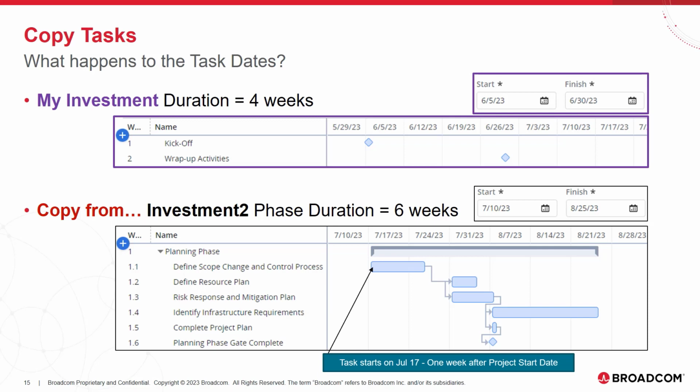My investment has a duration of 4 weeks, from June 5th through June 30th. I want to copy a set of tasks from investment number 2. Looking at this phase, you can see the first task starts 1 week after the project starts, and the second and third tasks start 3 weeks from the start date, and so on. Looking at the entire duration of this phase, you can see it is 6 weeks, which is longer than my investment. Let's see what happens when we copy the planning phase from investment number 2 into my investment.